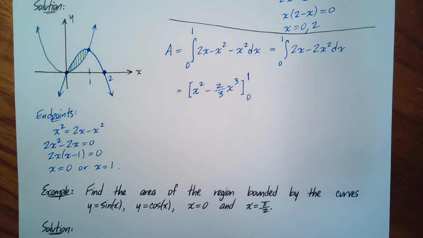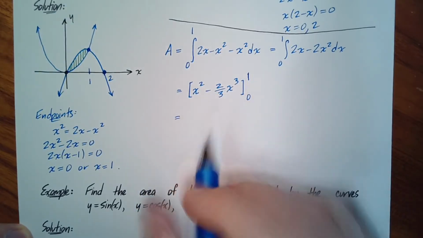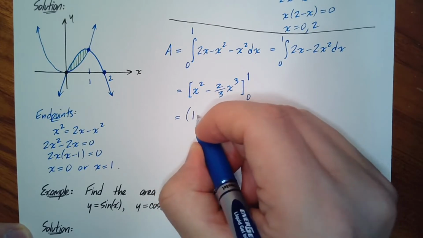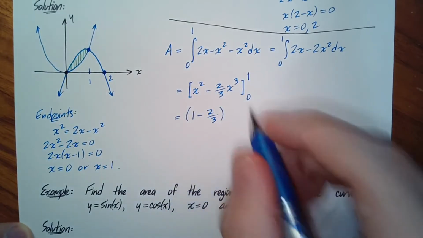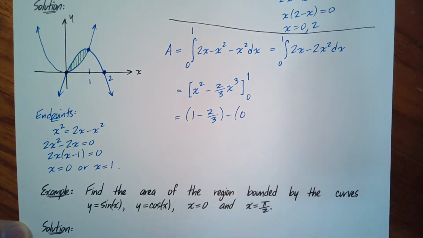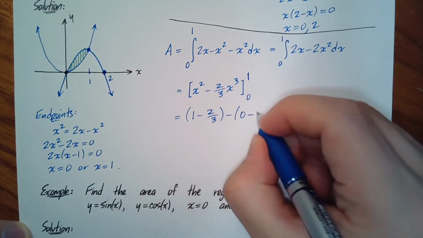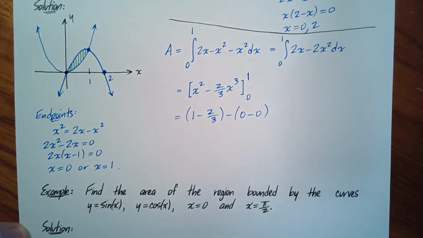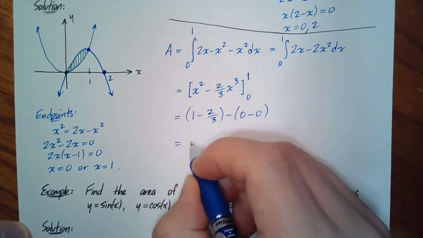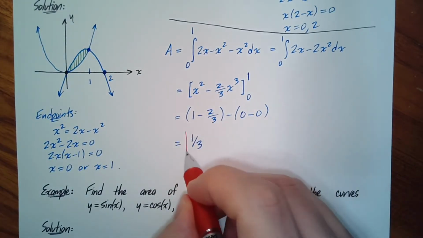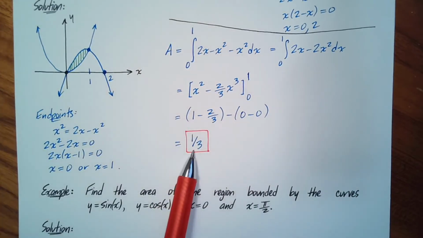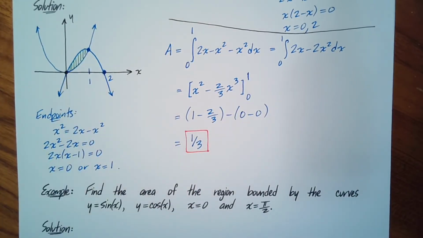Okay, and now just plug in your endpoints and subtract. So what we'll have here, we'll plug in 1, we'll get 1 minus 2/3, because 1 squared minus 2/3 times x cubed, that's just going to be 1 minus 2/3. And if you plug in 0, well, 0 squared is 0. 2/3 times 0 cubed is also 0, so really it's just 1 minus 2/3. So the area is actually 1/3, because that's what you get if you subtract 2/3 from 1. And that 1/3 is the area of this region that's bounded between those two parabolas.